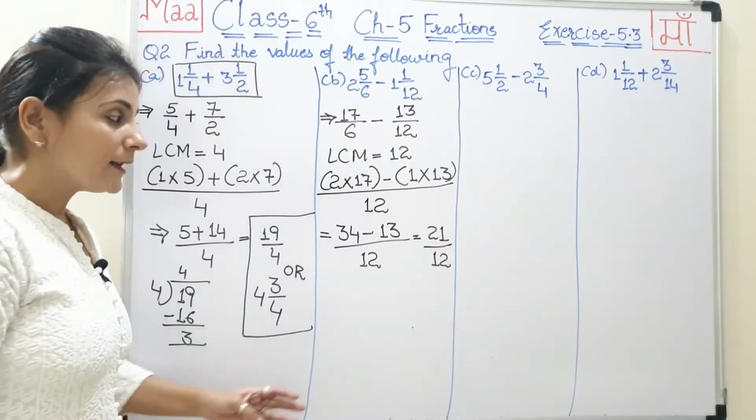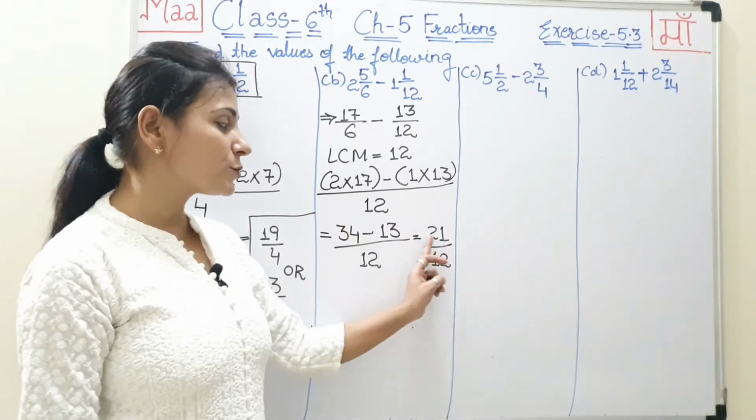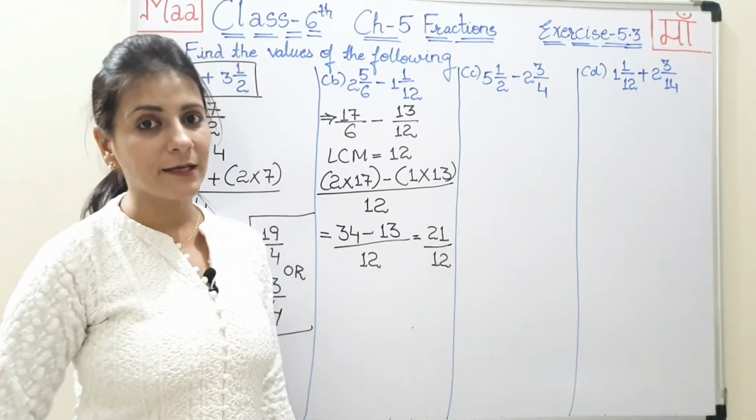21/12. Okay. Now here you can see that 21 and 12 both are cancelling by the table of 3.